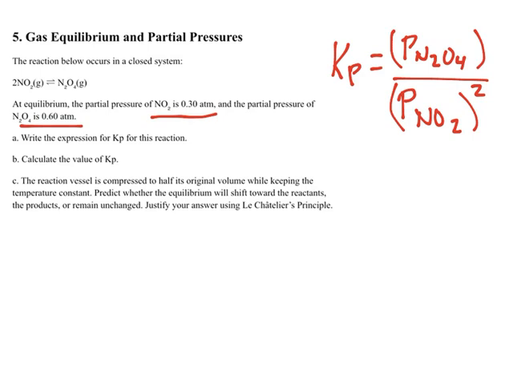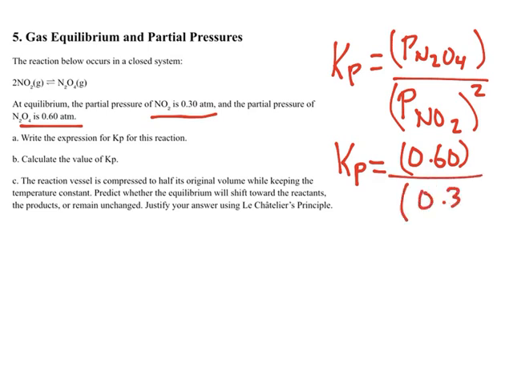For part B, calculate the value of the Kp here. Well, I need to calculate this value, which means I need equilibrium pressures of these guys. Well, those were provided in the prompt. So Kp equals the pressure of the N2O4, which is 0.60, divided by the pressure of the NO2, which is 0.30. But that 0.30 is squared. So we'll just plug this into our calculator. 0.6 divided by 0.3 squared. And that yields a K value of 2 sig figs, so 6.7.